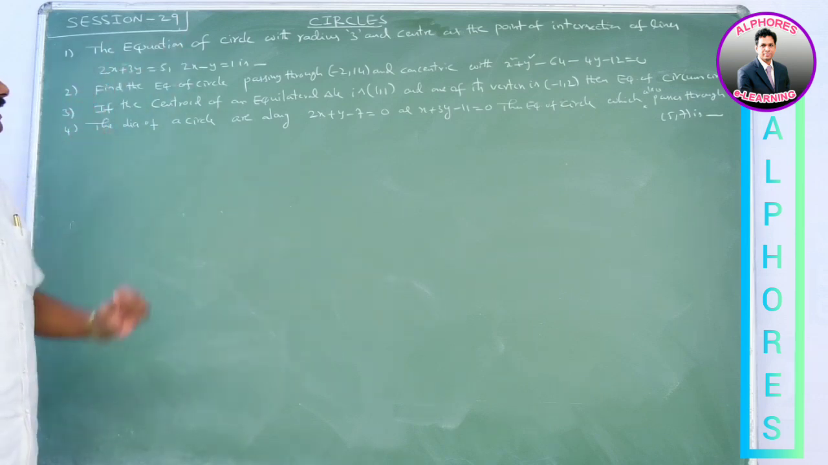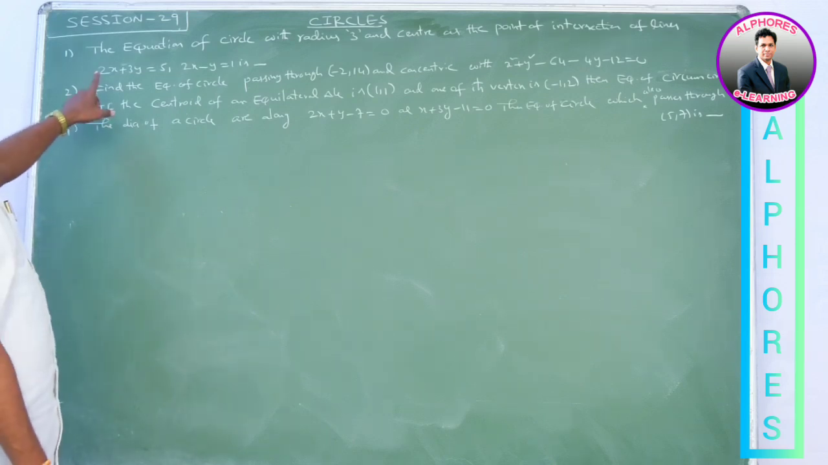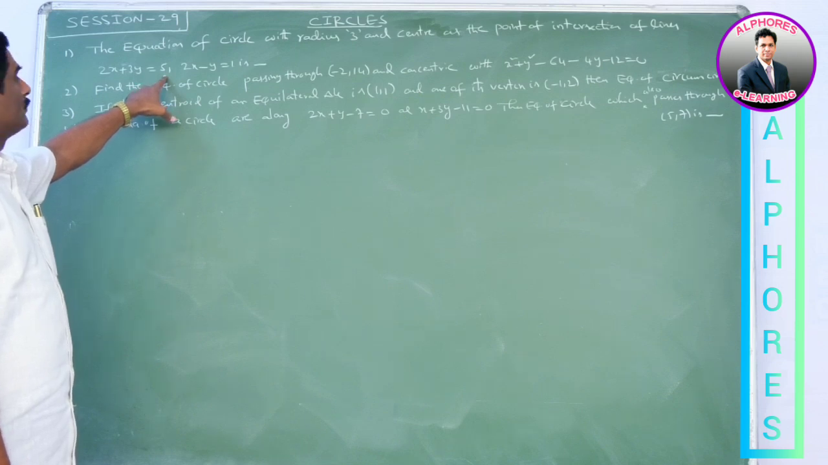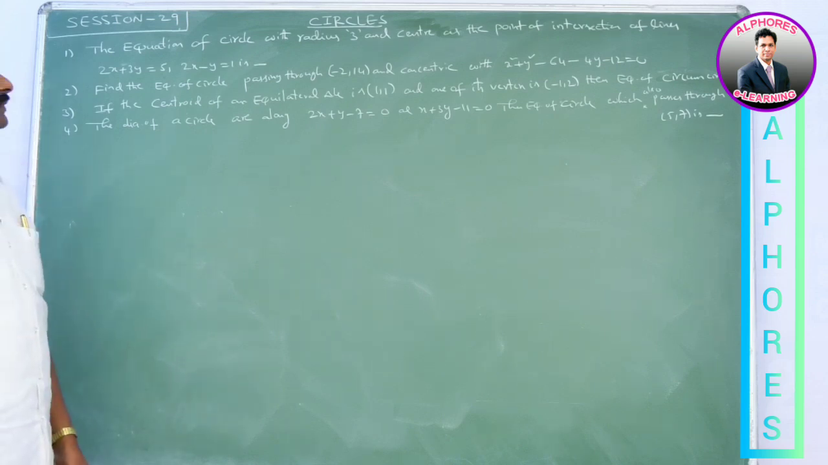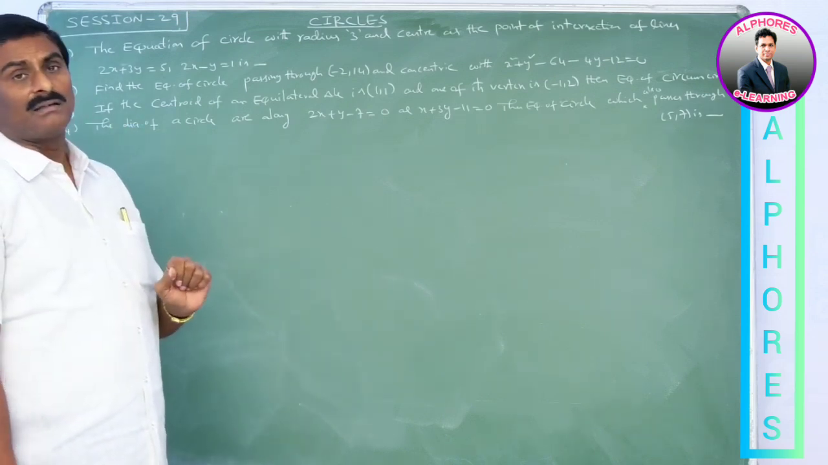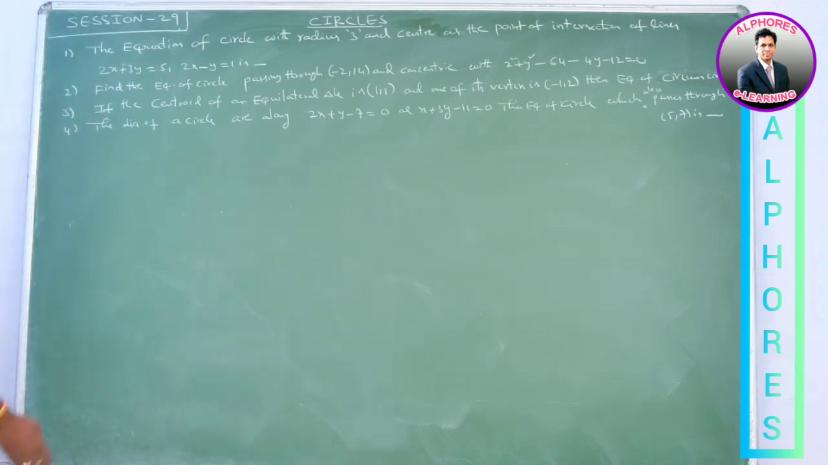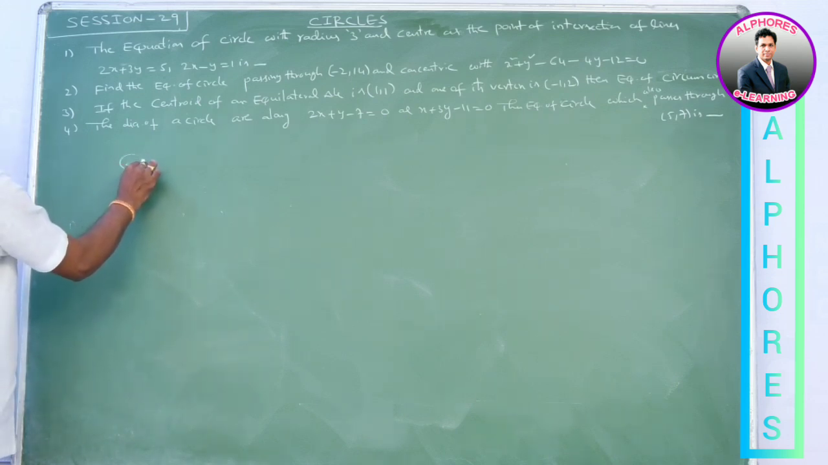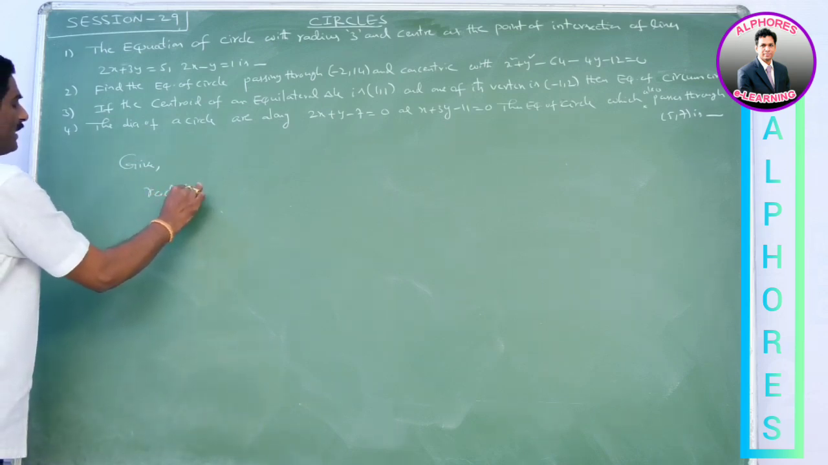The equation of the circle with radius 3 and center as the point of intersection of the lines 2x + 3y = 5, 2x - y = 1 is dash. From the given, radius of the circle R is equal to 3.